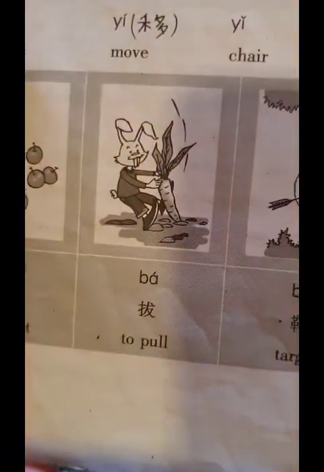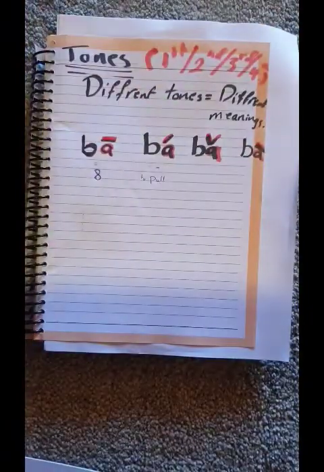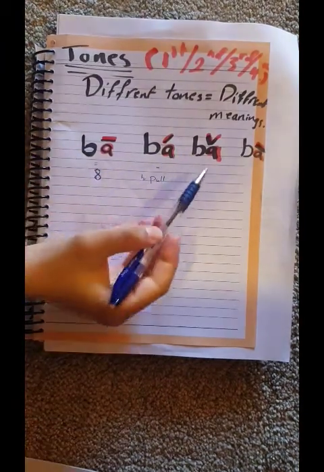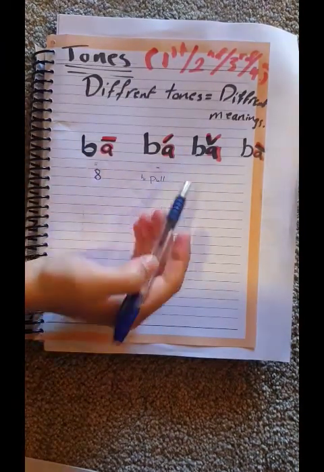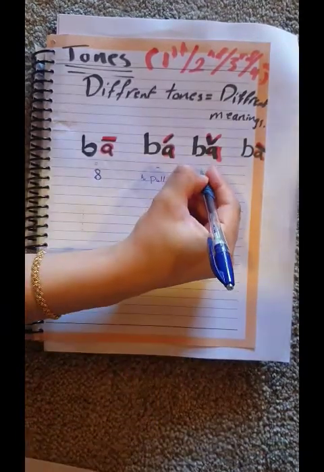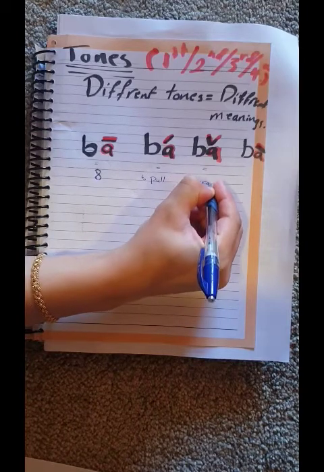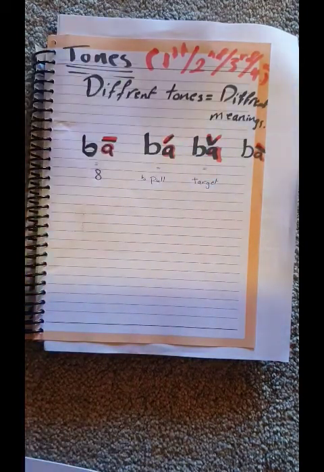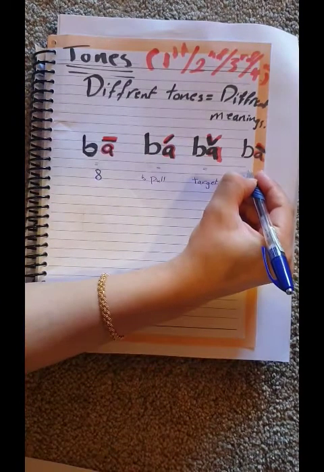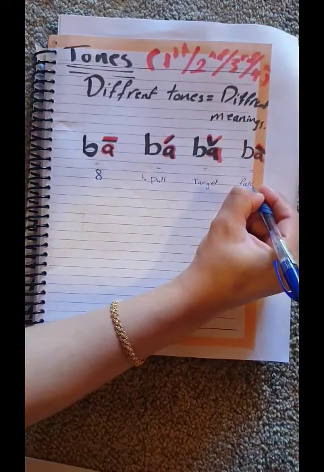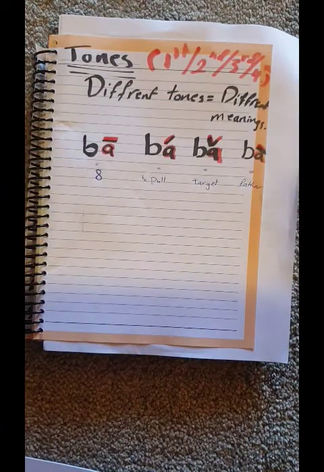To pull something, okay? Then, the third word, which is ba, which means what? A target here. This means target. So, ba means target. The last one, which is ba, which means father.